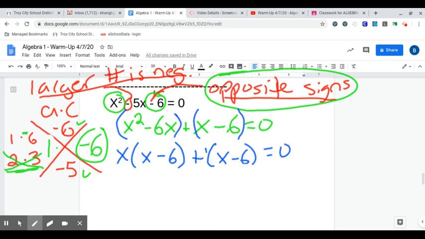So now pretend like, don't pretend. It's definitely, we have a 1 there, right? So we're going to pull an x minus 6 out. And then we're left with inside x plus 1. And we've got it factored, okay?